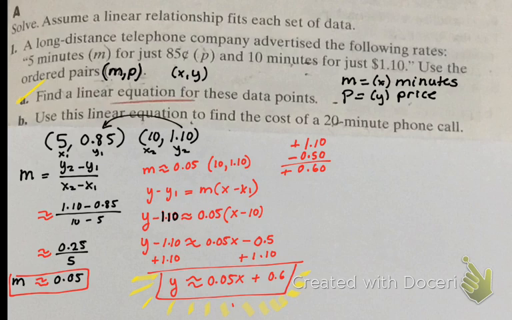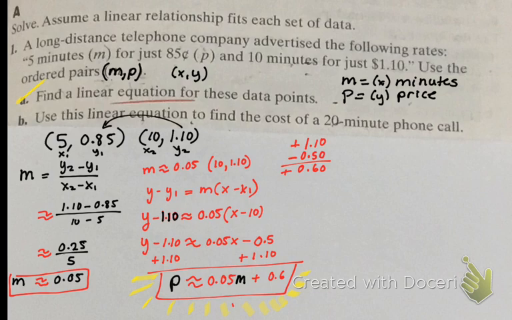The story talked about an M and a P. Where does M go? X. M is your X. And P is your Y. So it's P. P is about, the price is about equal to 5 cents per minute plus 60 cents. Does that make sense? But I'm done with part A.